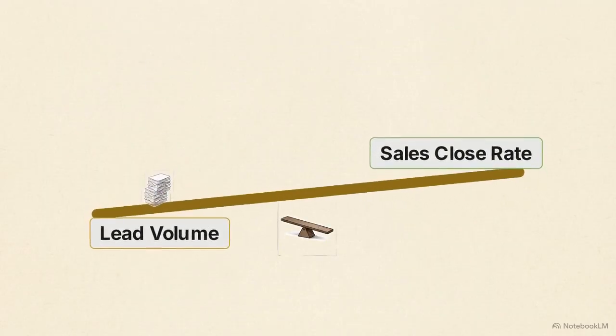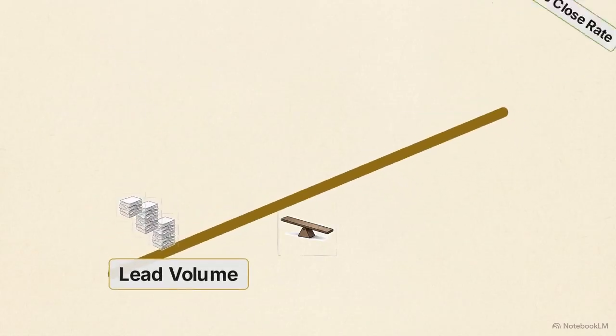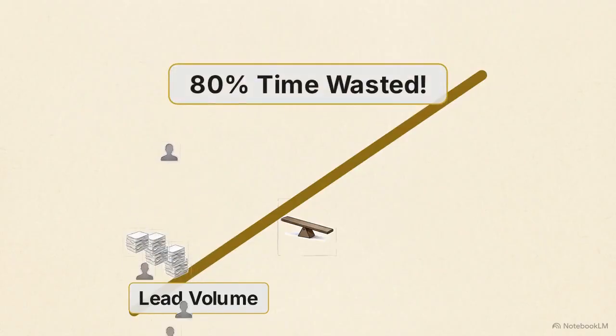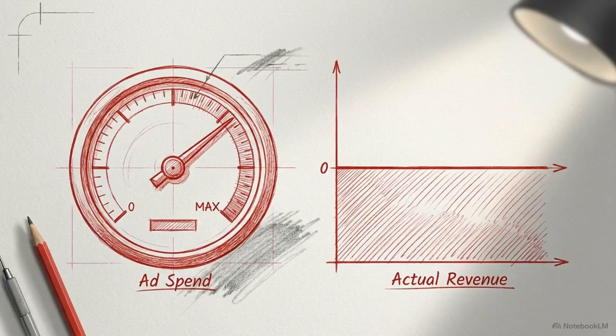As lead volume spikes with cheap clicks, your close rate drops. Your sales team ends up spending 80% of their working hours chasing down tire kickers and ghosting numbers. Cheap leads are a dangerous vanity metric. Optimizing for volume without qualifying intent burns through your ad budget and stalls actual revenue.